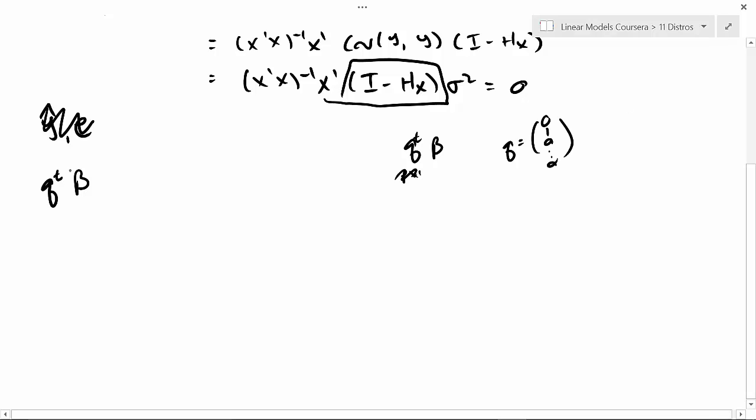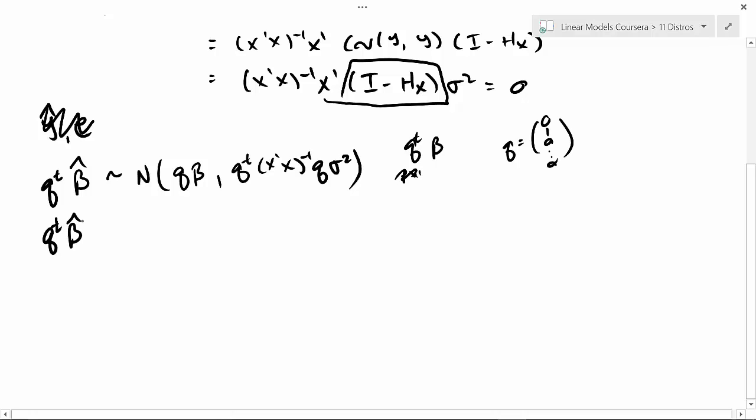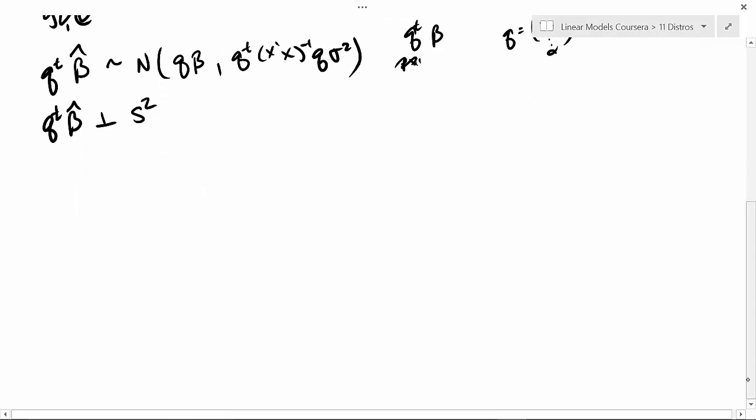So our natural estimate of Q transpose beta is Q transpose beta hat. So Q transpose beta hat is clearly normally distributed with mean Q transpose beta and variance Q transpose X transpose X inverse Q sigma squared. Furthermore, since beta hat is independent of the residuals, Q transpose beta hat will be independent of the residuals, hence they'll be independent of any function of the residuals, so they're going to be independent of s squared and any function of s squared.